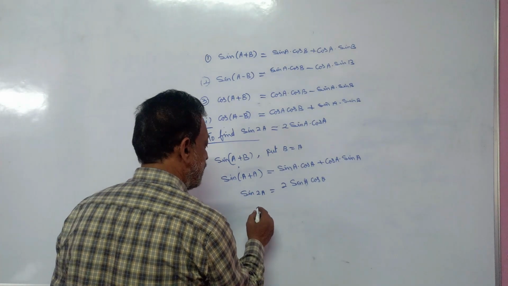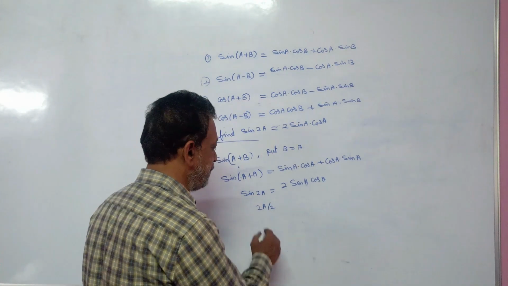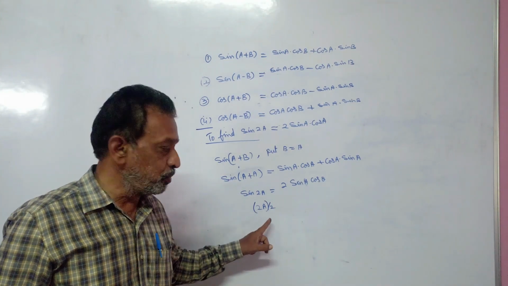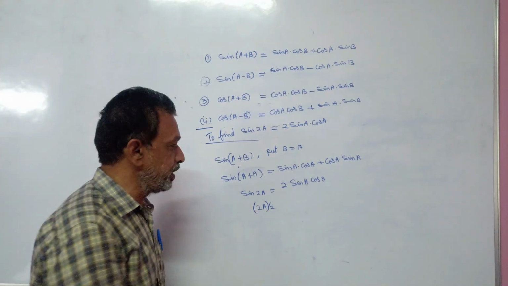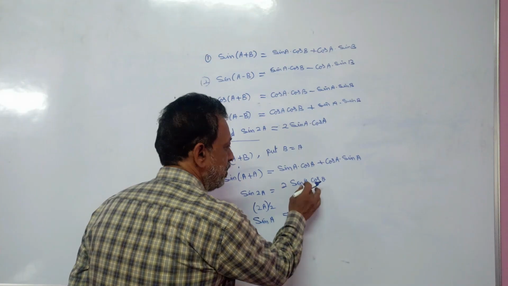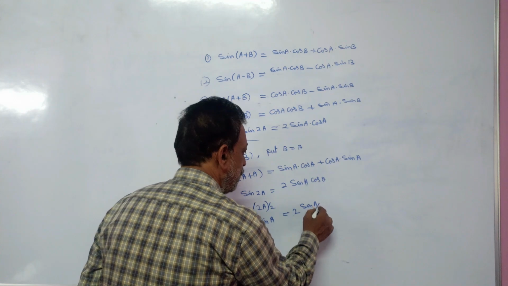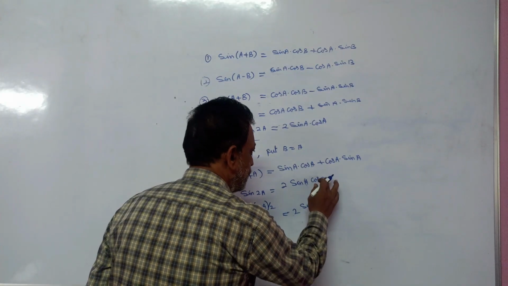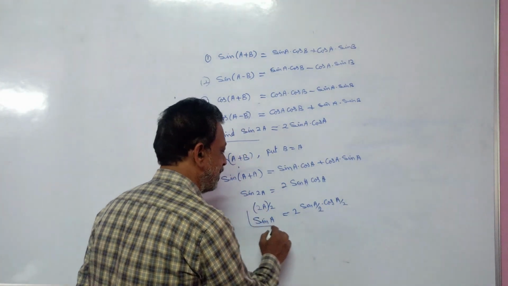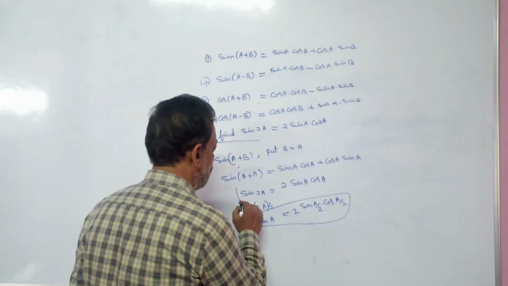So if I write 2A by 2, I am dividing the angle by 2. If we divide the angle by 2, 2A by 2 is A. So sin A is equal to 2 sin A by 2 into cos A by 2. Are you understanding that? I divide the angle, that's why I get this. This is a good formula for you.